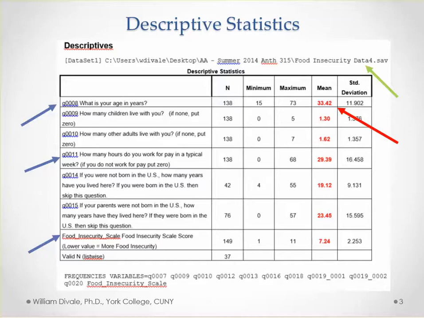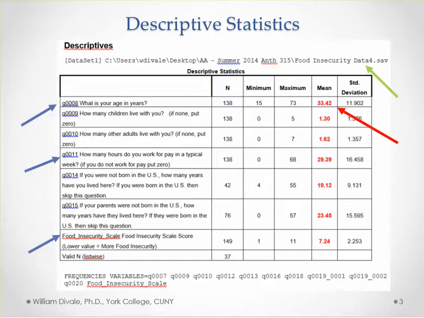Let's look at the first row, what is your age in years? The first number you see, the N, is 138. There were 138 individuals who answered this question. The minimum age reported was 15 years, and the maximum age was 73 years. The mean, where the red arrow points to, is the average age of the 138 people in our sample. So that's 33.42 years. So we see that this is a mature group. You have mostly adults in there.